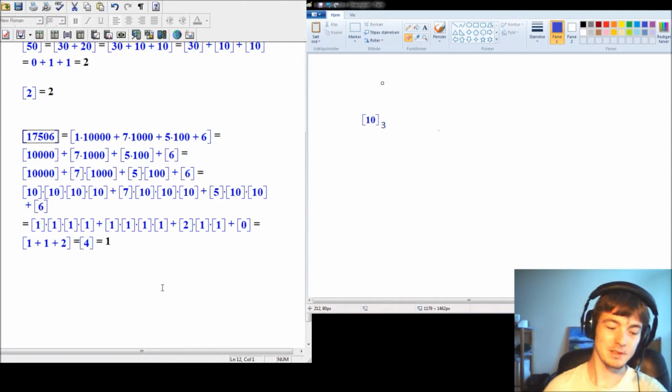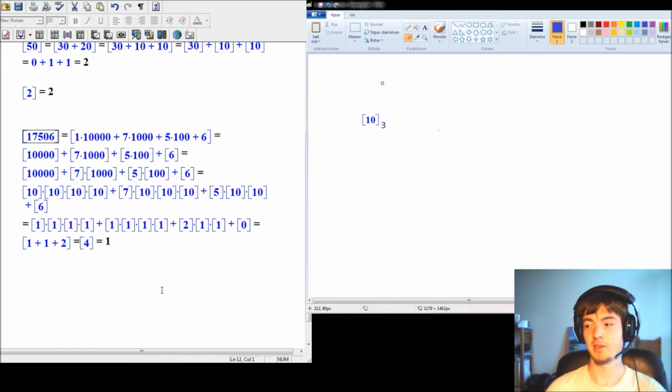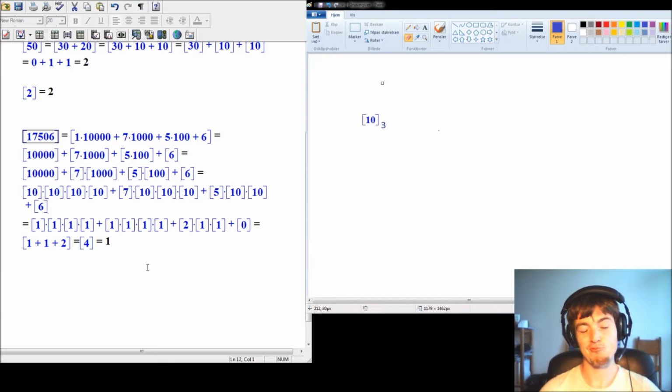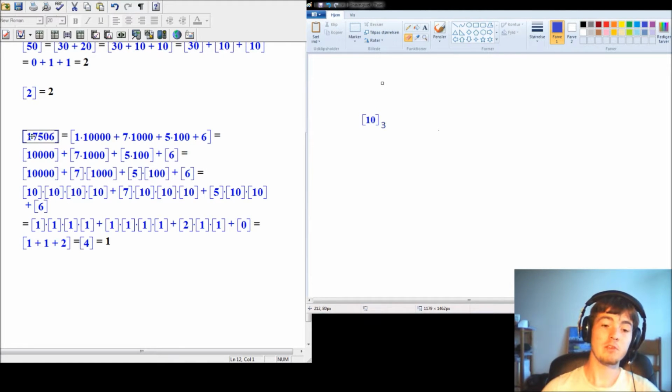Well, I promised an easy way to do this. I guess this is not, but what's important to notice here is that if we had skipped the 10s, we would have gotten the same result, because all the 10s were just multiplications of 1, and that doesn't matter at all.